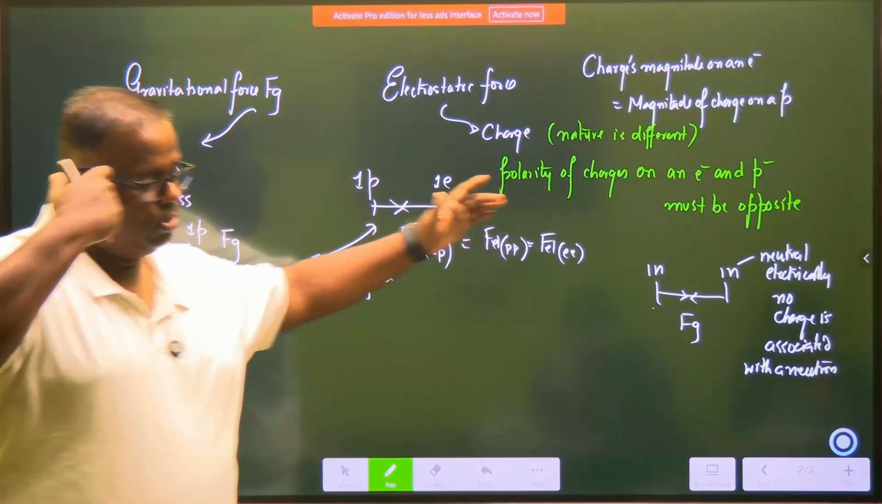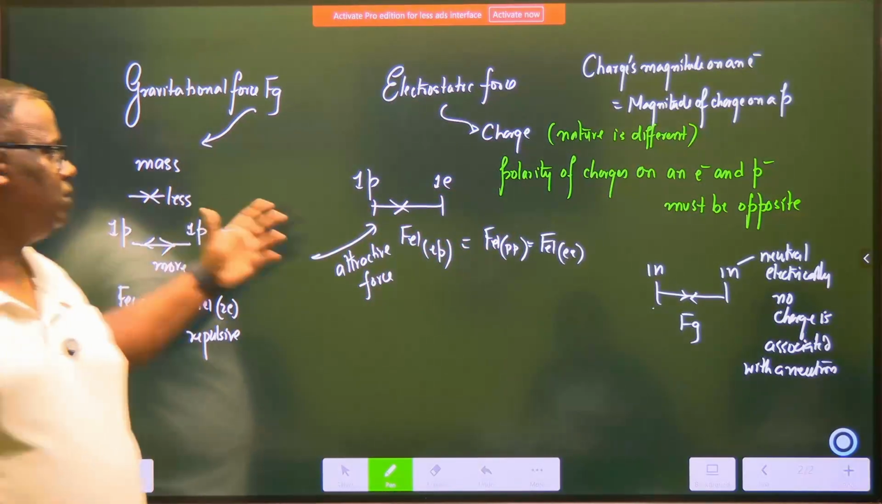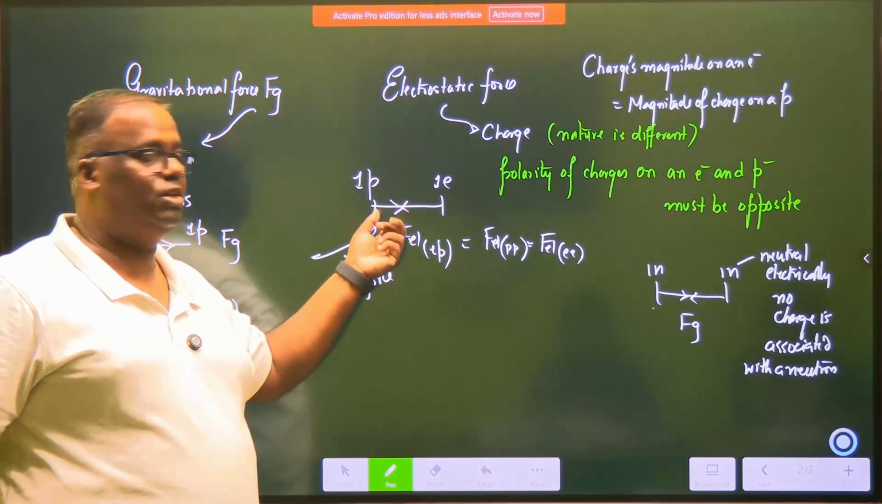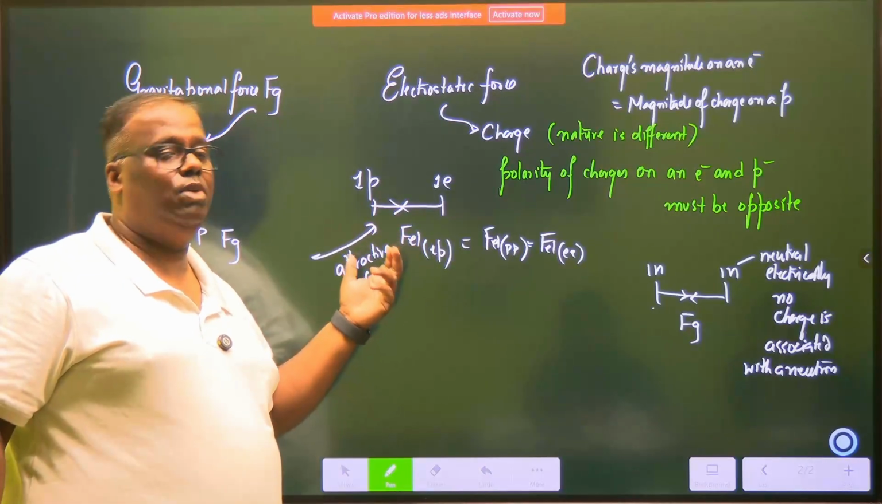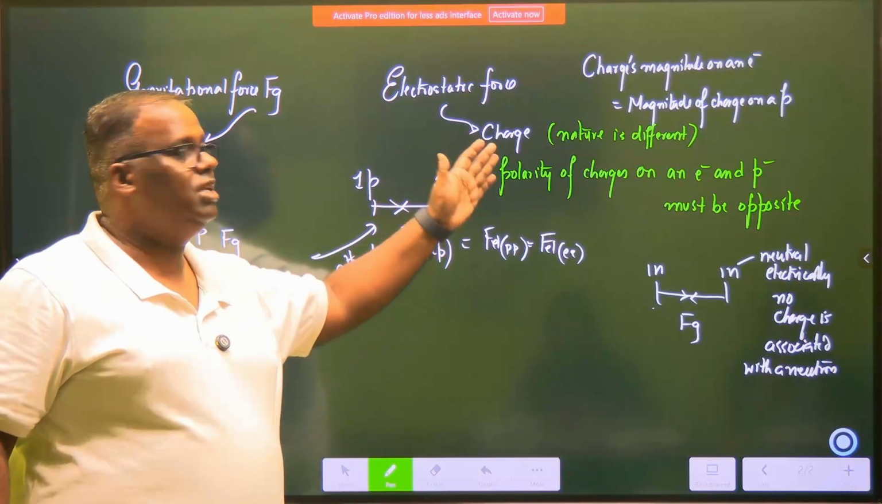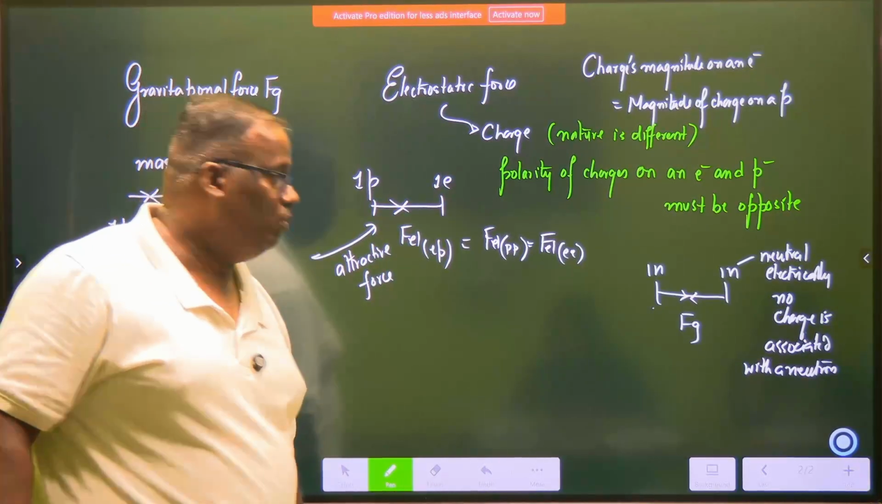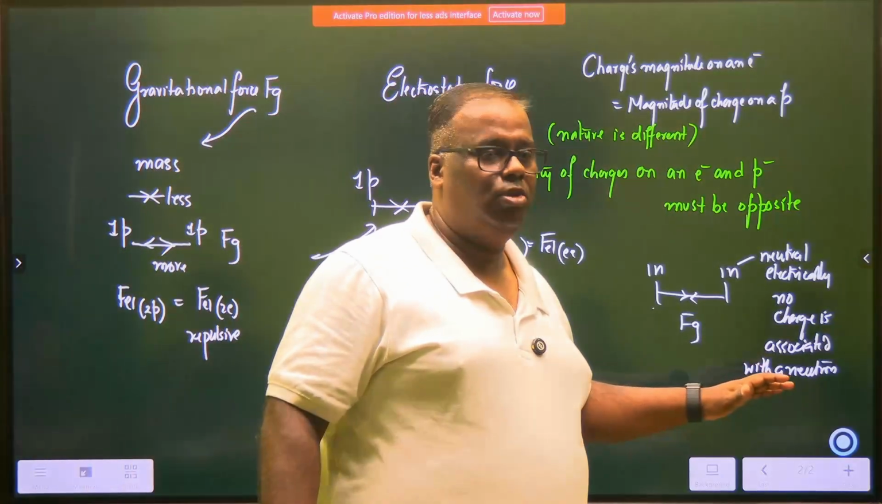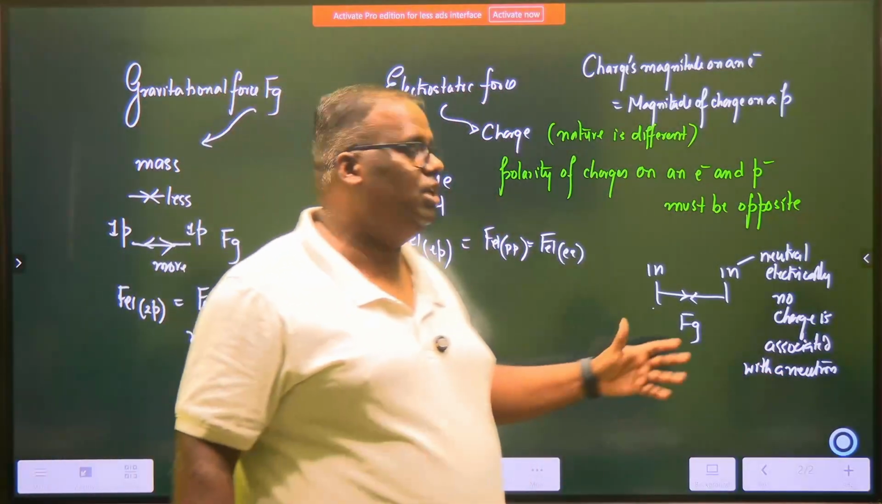Because when we took a proton and a proton, we found repulsion, but with a proton and an electron, we found the force was the same, but there was an attraction. That means the charge has to be different, right? And when we took two neutrons, what did we find? We found that there is only an attractive force.